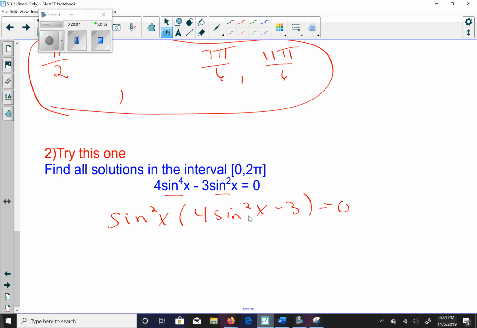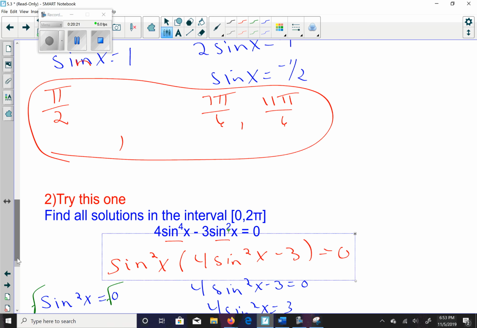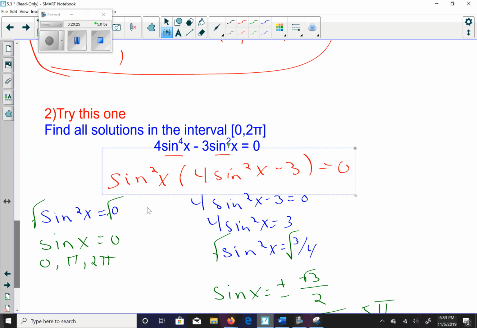Set both of these equal to 0. This sine squared x and this 4 sine squared x minus 3. Okay, welcome back. What you should have is, once I have this and I can't factor anything else out, I have two products. I have this times this is equal to 0. I set the sine squared x equal to 0. Here, there's nothing left to do.